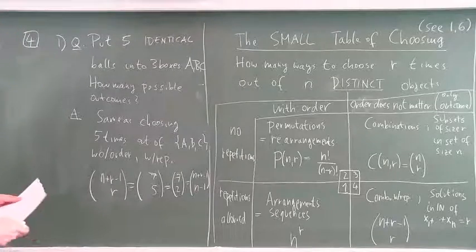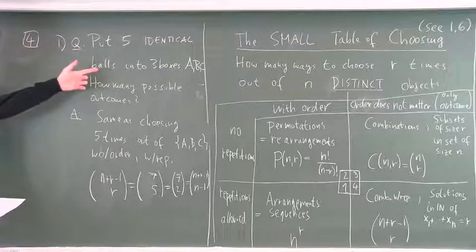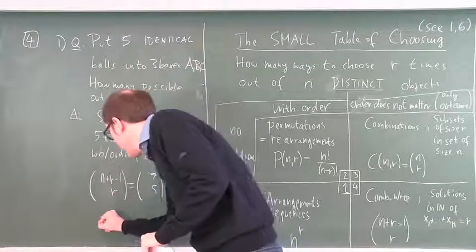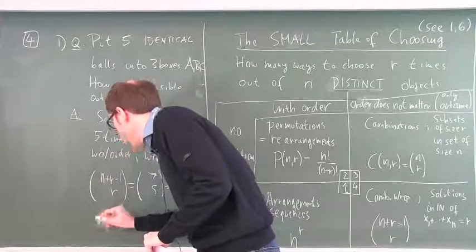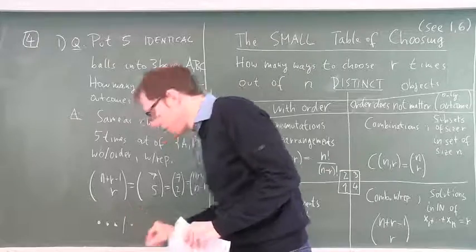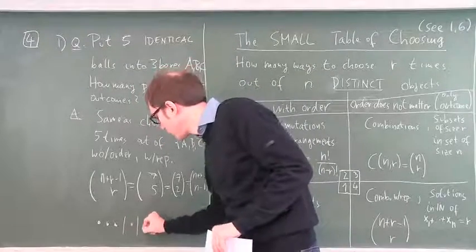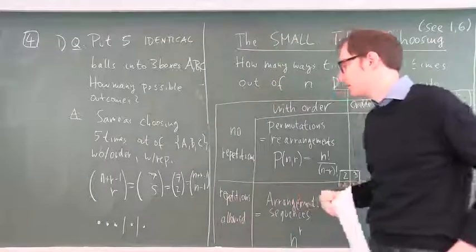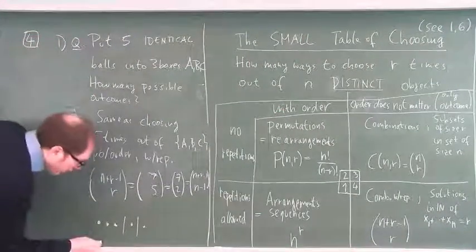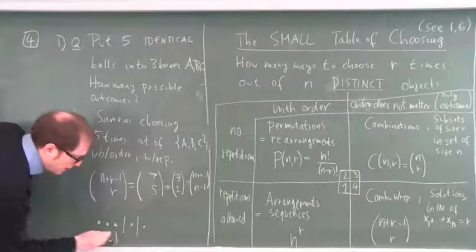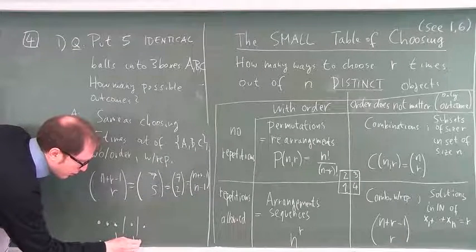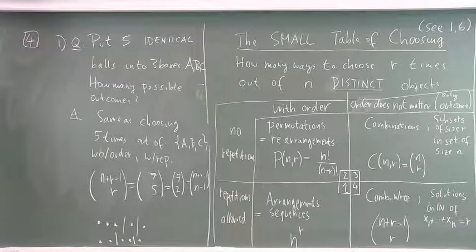Think about this example. You have these 5 balls. You want to put them into 3 boxes. So for instance, you can put them like this. Maybe in the first box, box A, there are 3 balls. In the second box, maybe there's 1 ball. And in the last box, there's also 1 ball. Now maybe something else. Maybe in the first box there are 2 balls, in the second box 2 balls, and in the last box 1 ball.